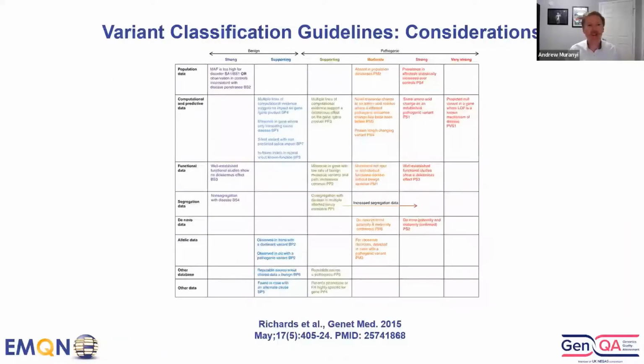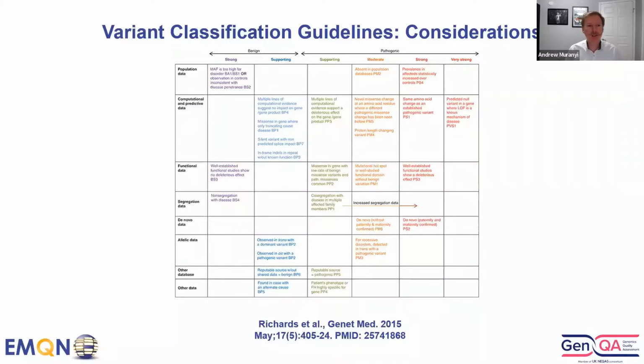Thank you. Variant classification information can be broken down into several different categories of evidence, such as population data, computational predictive data, functional data, segregation data, and allelic data. The majority of these classes of evidence have both benign and pathogenic leading evidences, with the exception of de novo data. De novo only has evidence that leads towards pathogenicity, not to benign.